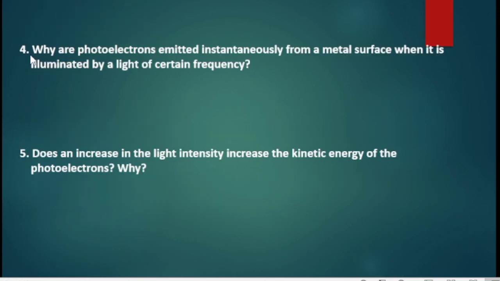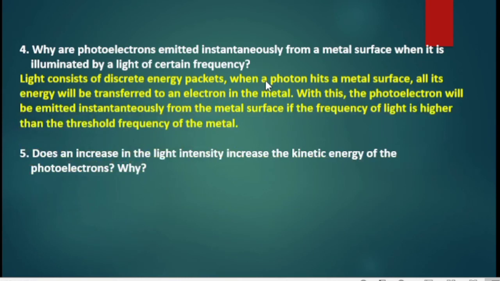Number 4. Why are photoelectrons emitted instantaneously from a metal surface when it is illuminated by light of a certain frequency? Light consists of discrete energy packets. When a photon hits a metal surface, all its energy will be transferred to an electron in the metal. With this, a photoelectron will be emitted instantaneously from the metal surface if the frequency of light is higher than the threshold frequency of the metal.